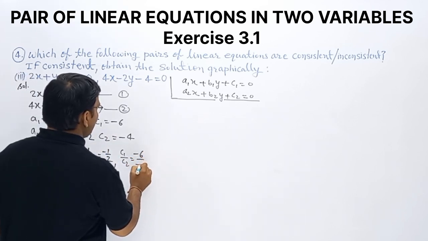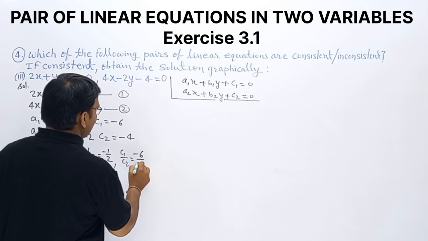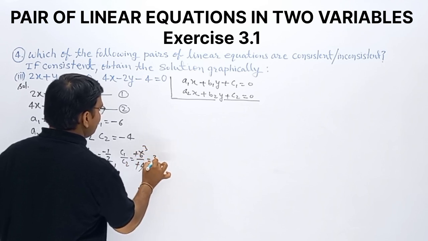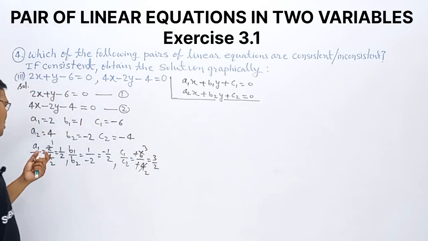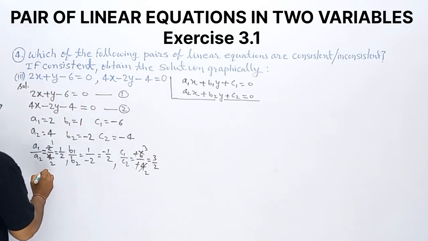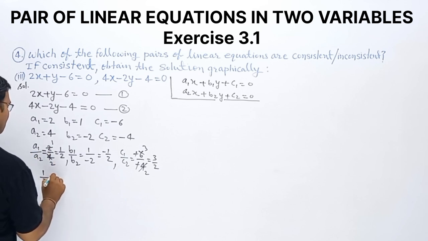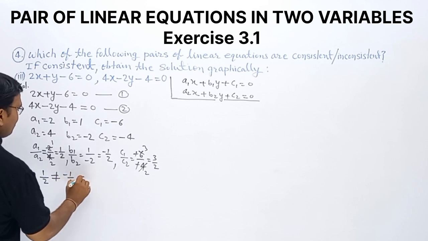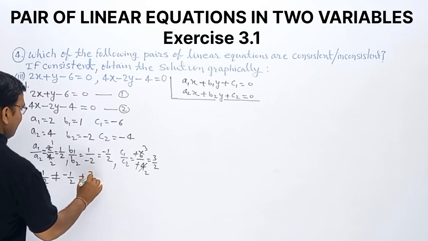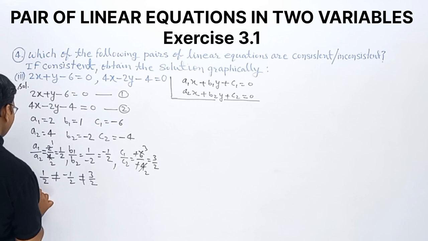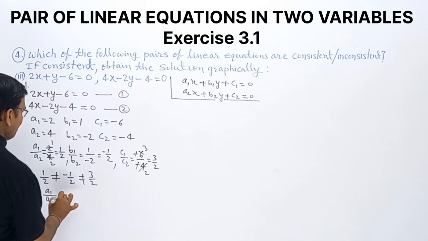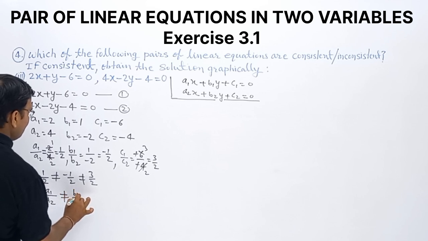minus 6 upon minus 4. Solve this one. Minus minus will be plus. 2 times it is going, 3 times. The result will be 3 by 2. So from observation, a1 upon a2 is 1 by 2, which is not equal to b1 upon b2, minus 1 by 2, and it is not equal to c1 upon c2, 3 by 2. So finally we can say the ratio a1 upon a2 is not equal to b1 upon b2.